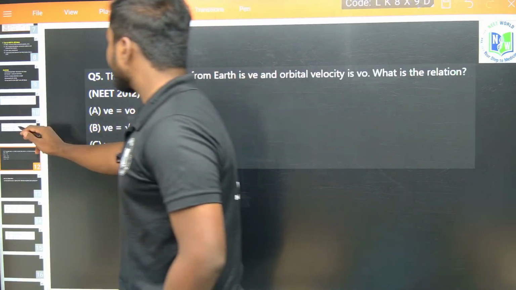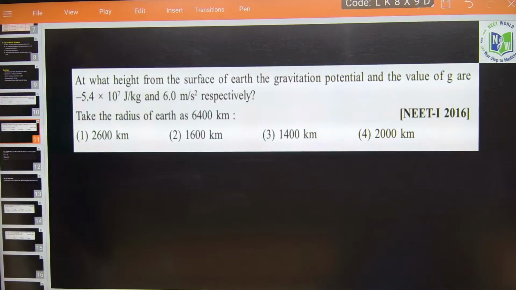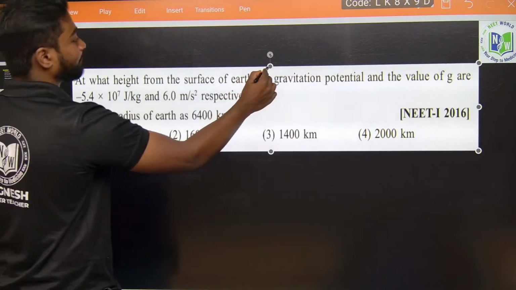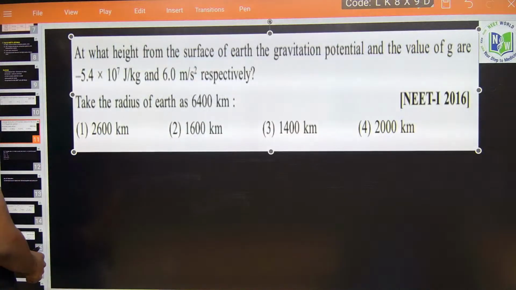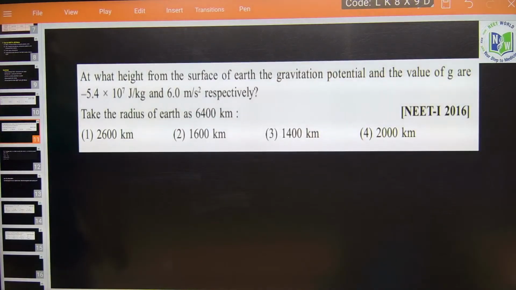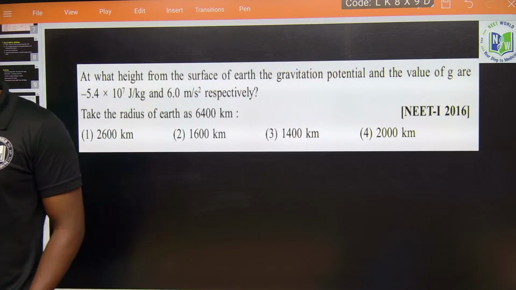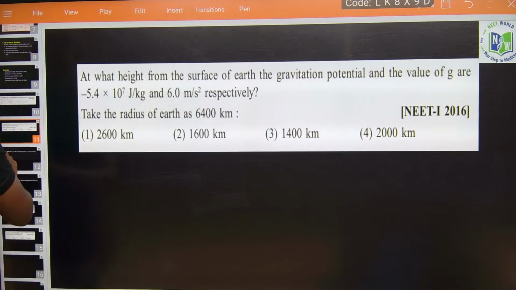Now one more important question, and it's a more interesting one, I guess. At what height from the surface of the Earth are the gravitational potential and the value of g equal to minus 5.4 into 10 power 7 joules per kg and 6 meter per second square respectively? I need to find the height here.